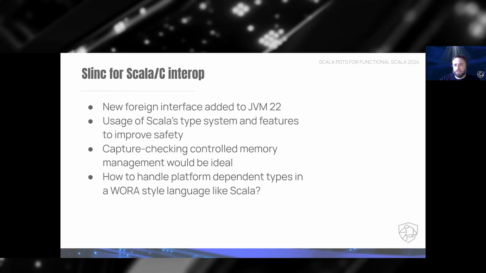An example of using Scala's type system to improve C interop would be using capture checking to control memory management and make sure that pointers don't get passed into an area where their lifetime is no longer under control. Another option is making sure that C code is checked by the Scala compiler, and doing so with a write once, run anywhere style language like Scala is.